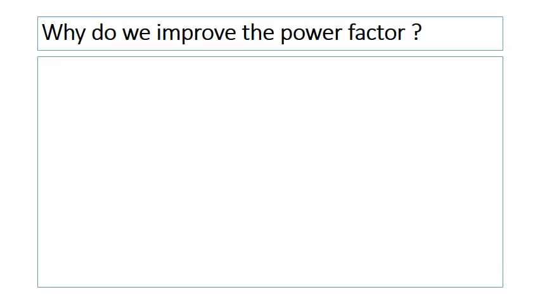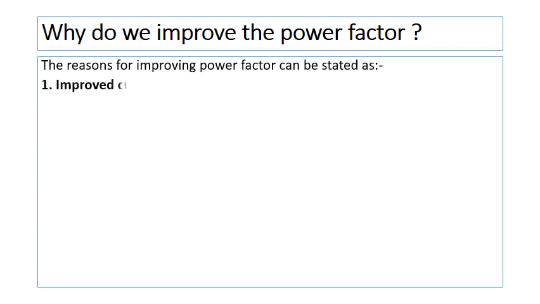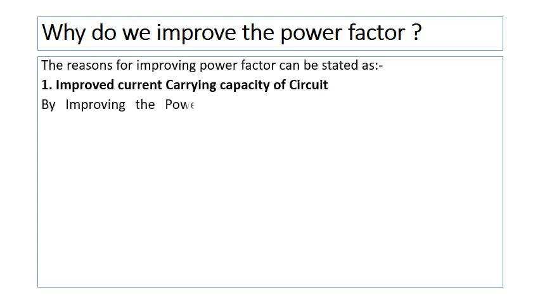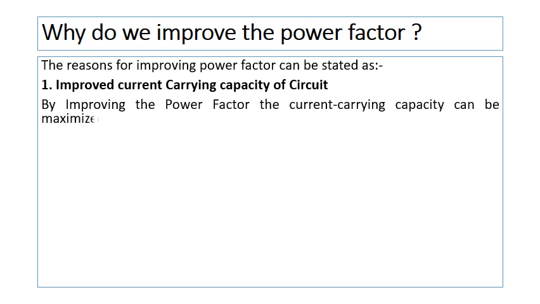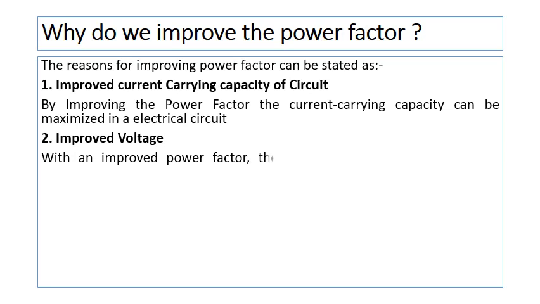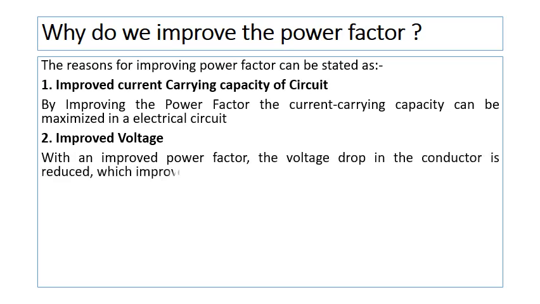Why do we improve power factor? The reasons for improving power factor can be stated as follows. Number 1. Improved current carrying capacity of the circuit. By improving the power factor, the current carrying capacity can be maximized in an electrical circuit. Number 2. Improved voltage. With an improved power factor, the voltage drop in the conductor is reduced, which improves the voltage at equipment.